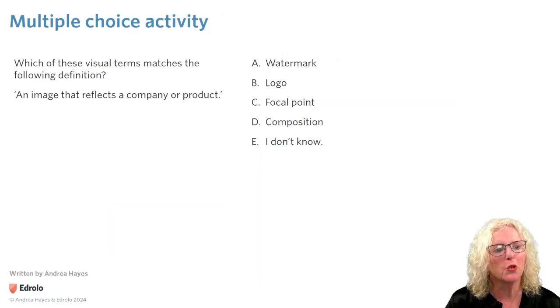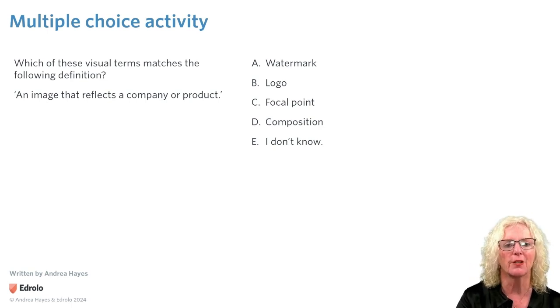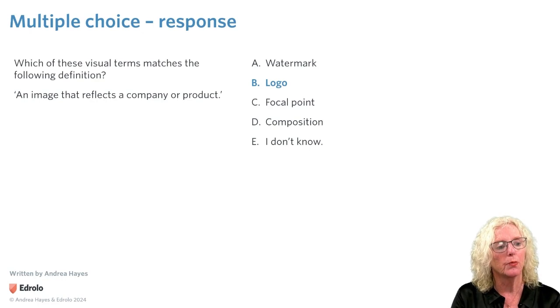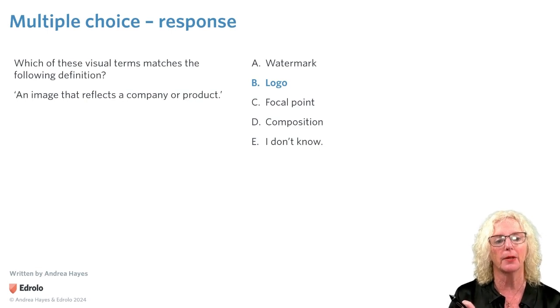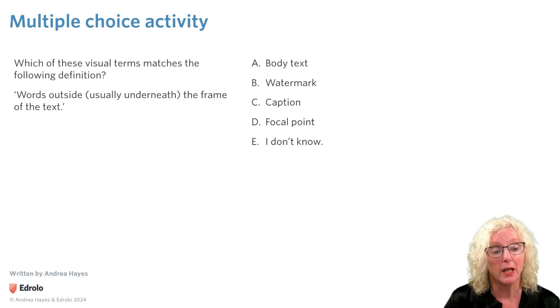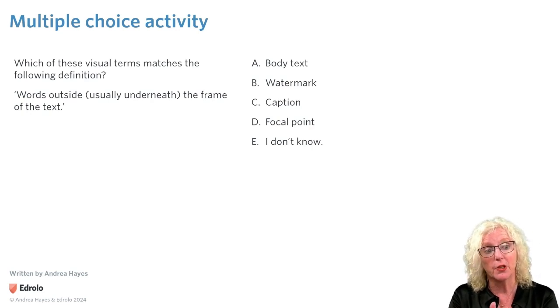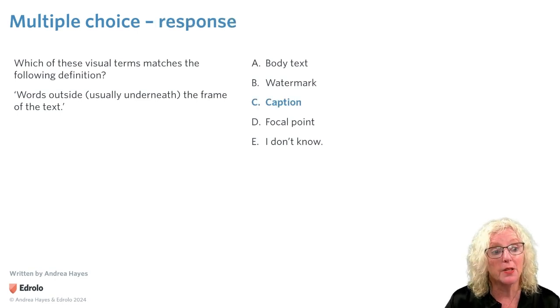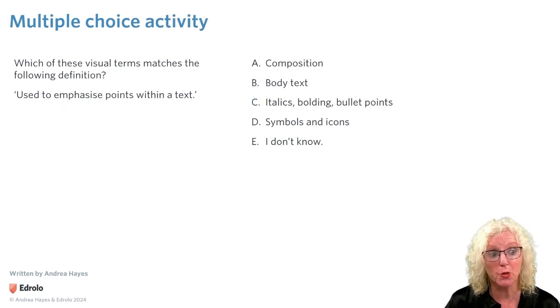Now here's a multiple choice activity for you to do. You need to identify which of the visual terms best matches the definition. Here's my response. Which of the visual terms matches the following definition? An image that reflects a company or product is B, logo. Here's the second multiple choice activity. Here's my response. Which of the visual terms matches the following definition? Words outside, usually underneath the frame of the text. C, caption.